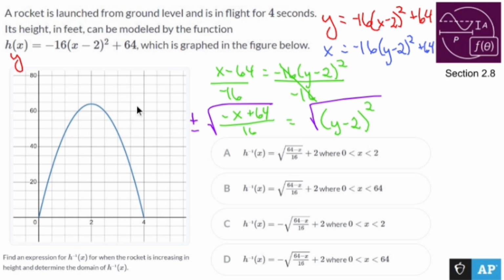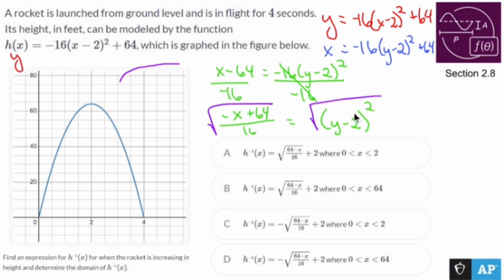So a positive square root when graphed looks like this. A negative square root when graphed looks like this. Obviously, I don't want stuff going underground. I want stuff going above ground. So I am going to get rid of you, and I'm only going to keep the positive part. So I really don't need that sign there anymore.